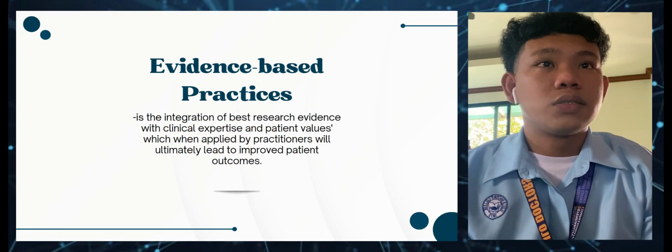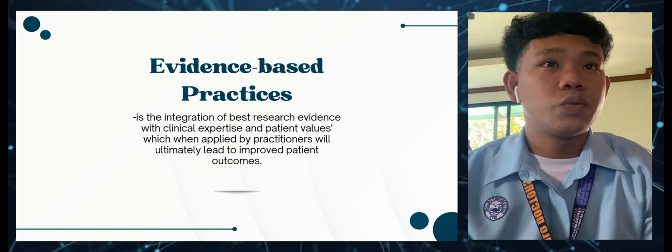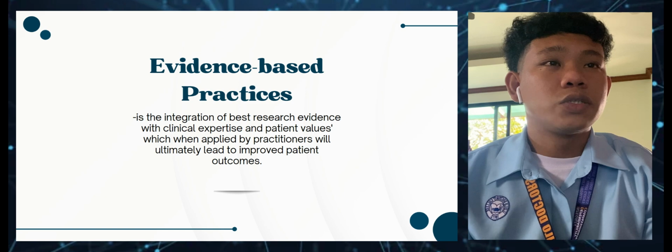Evidence-based practices is the integration of best research evidence with clinical expertise and patient values, which when applied by practitioners will ultimately lead to improved patient outcomes.